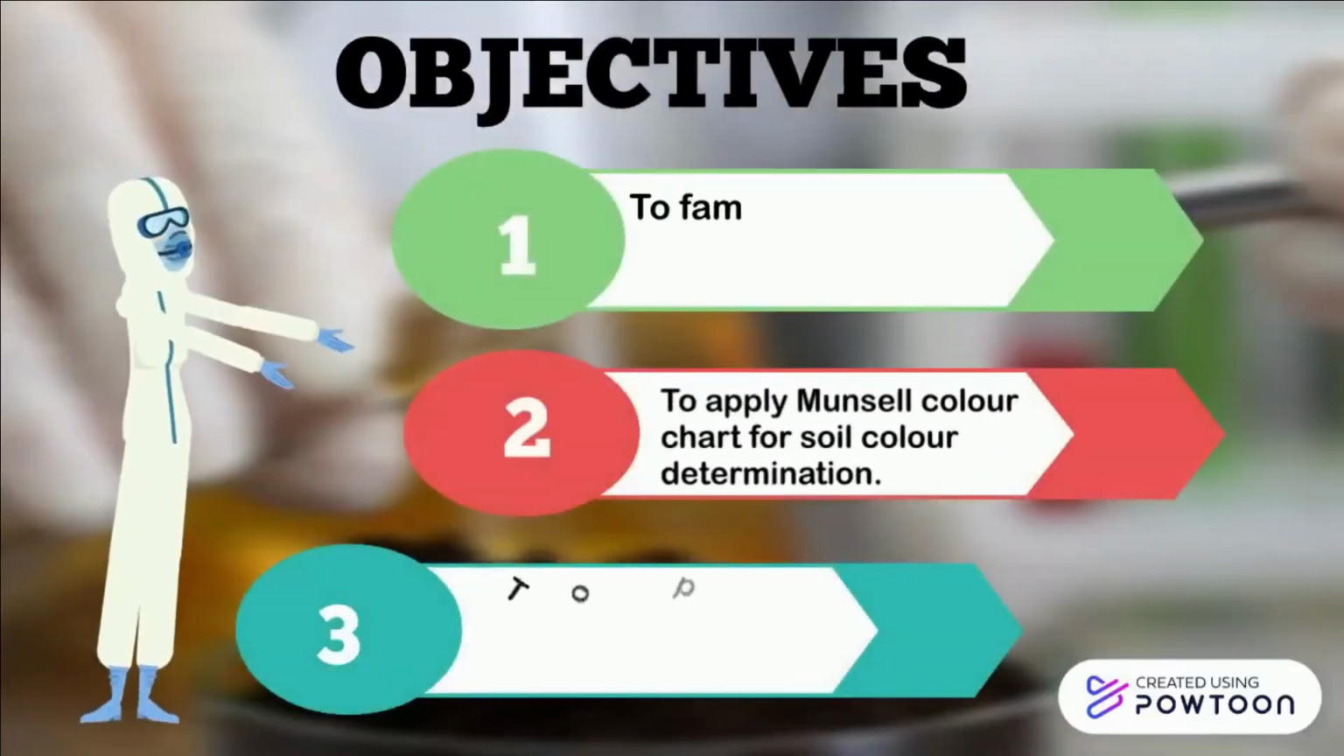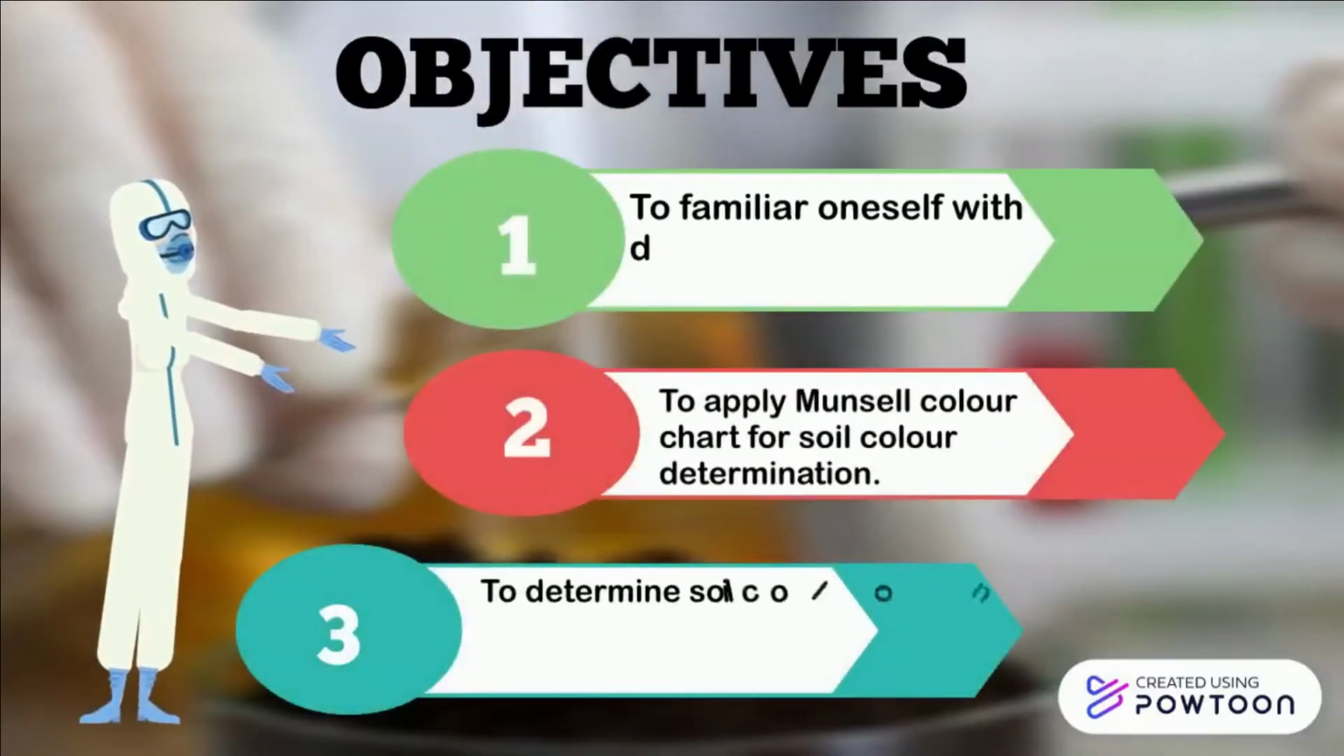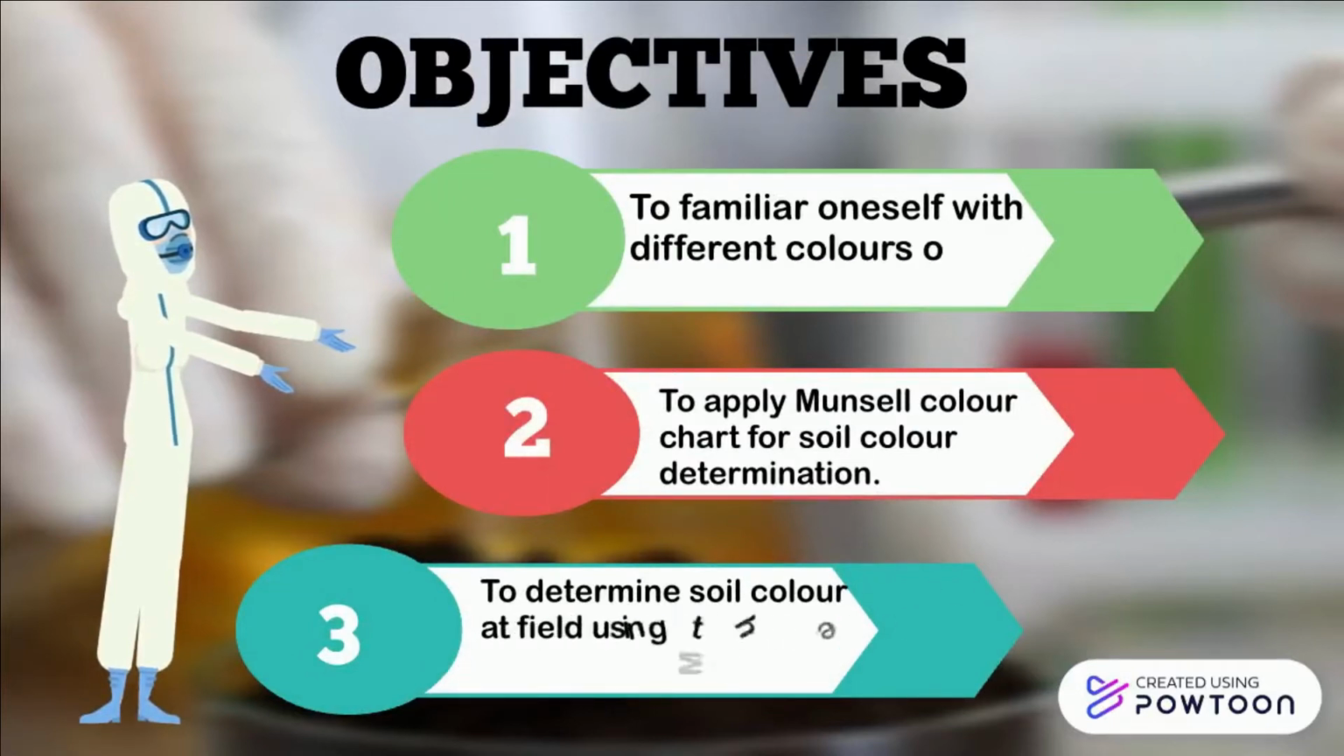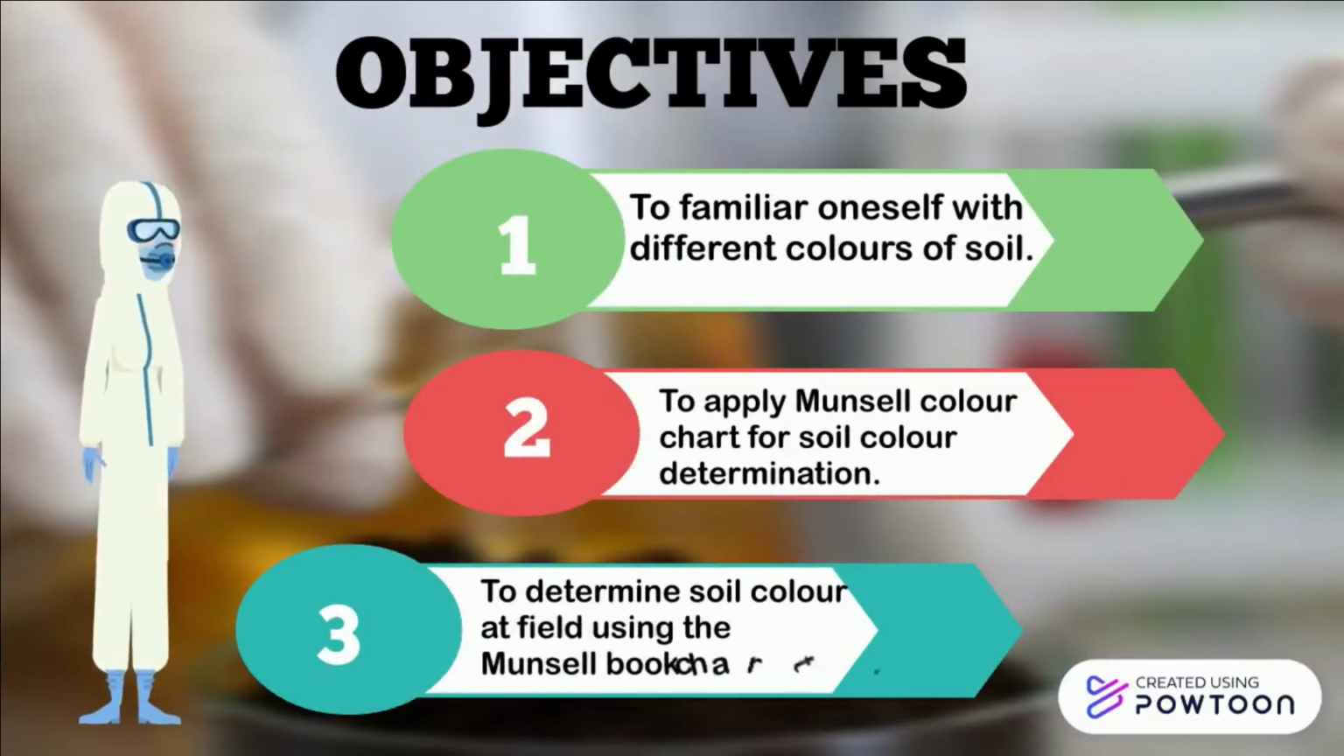The objective for experiment 3 is to familiarize oneself with different colors of soil, to apply the Munsell color chart for soil color determination, and to determine soil color in the field using the Munsell book chart.